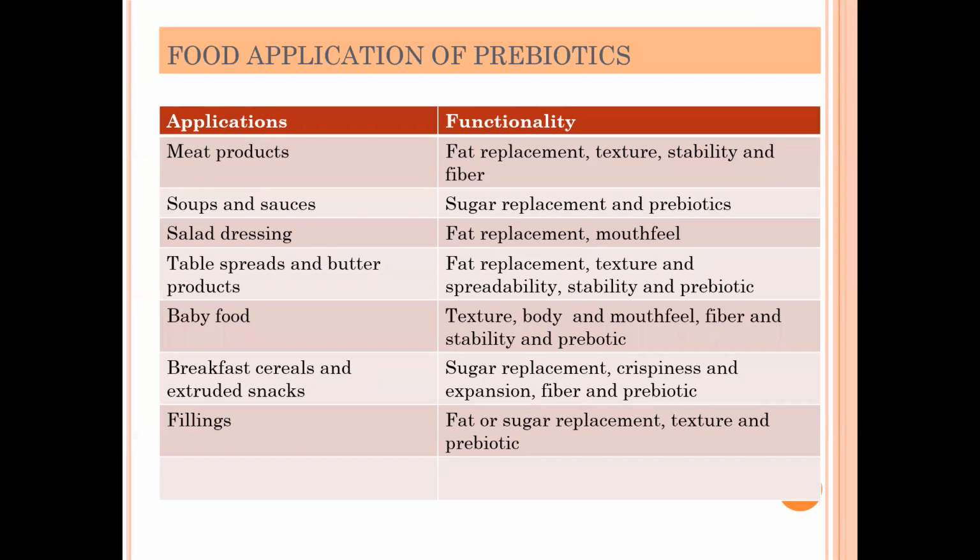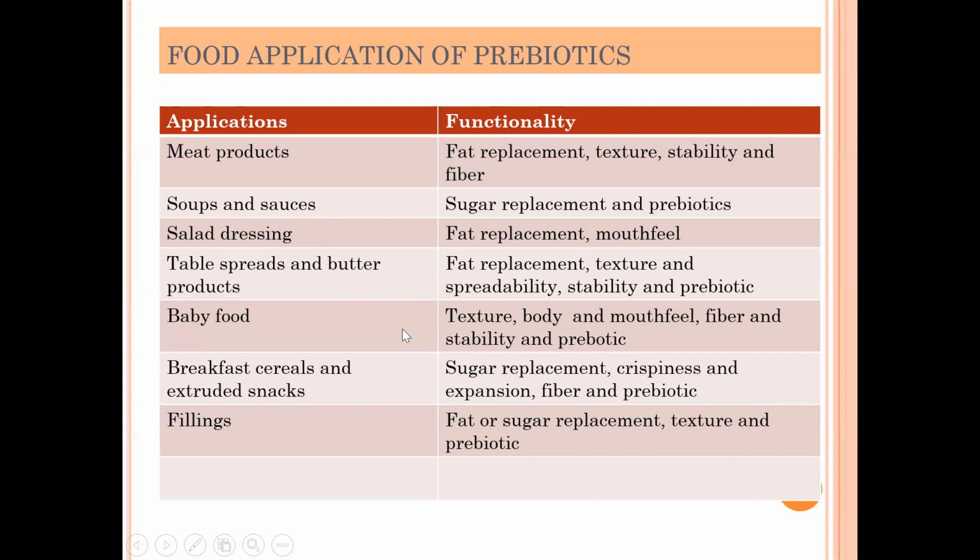Some food applications of prebiotics: they can be used in meat products, as a fat replacement, for texture, stability, and fiber. Then in soups and sauces, for sugar replacement and as a prebiotic. Salad dressings, as a fat replacement and for mouthfeel. Table spreads and butter products, for fat replacement, texture and spreadability, stability, and also as a prebiotic.